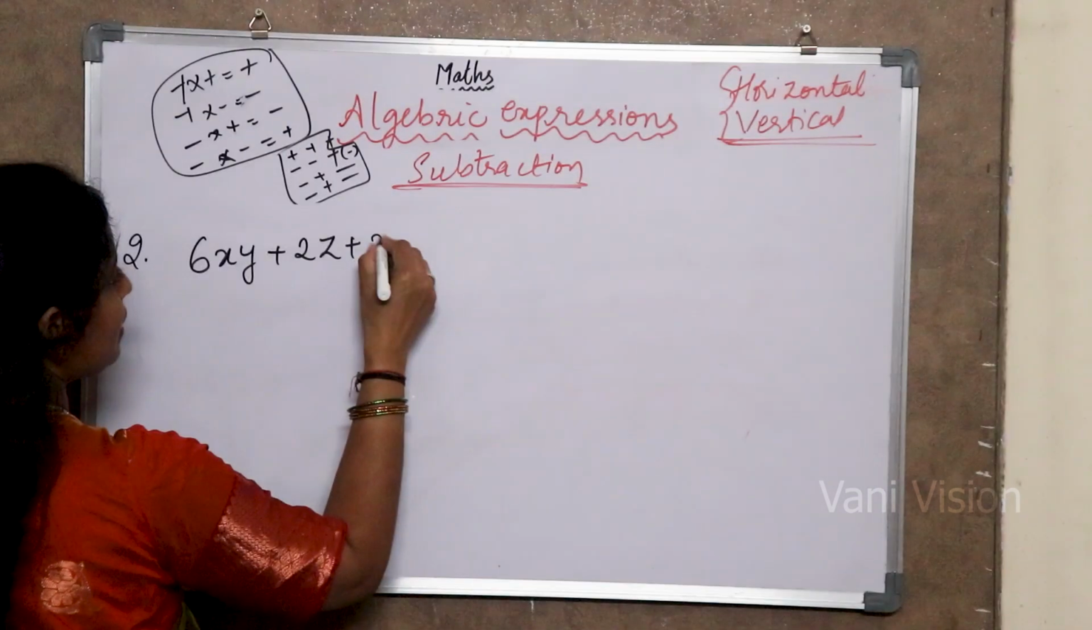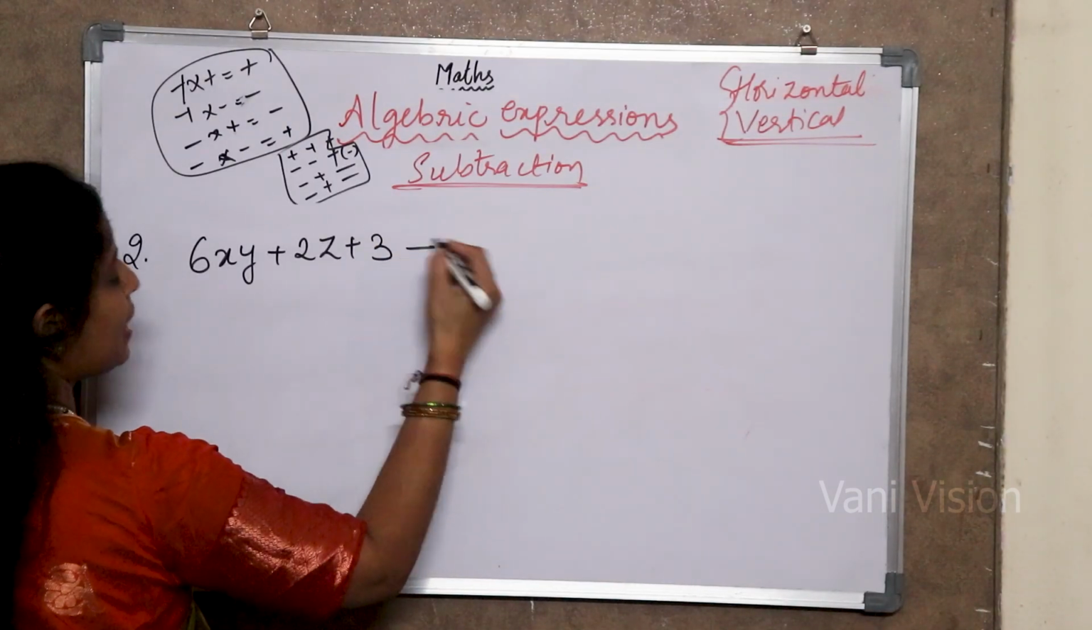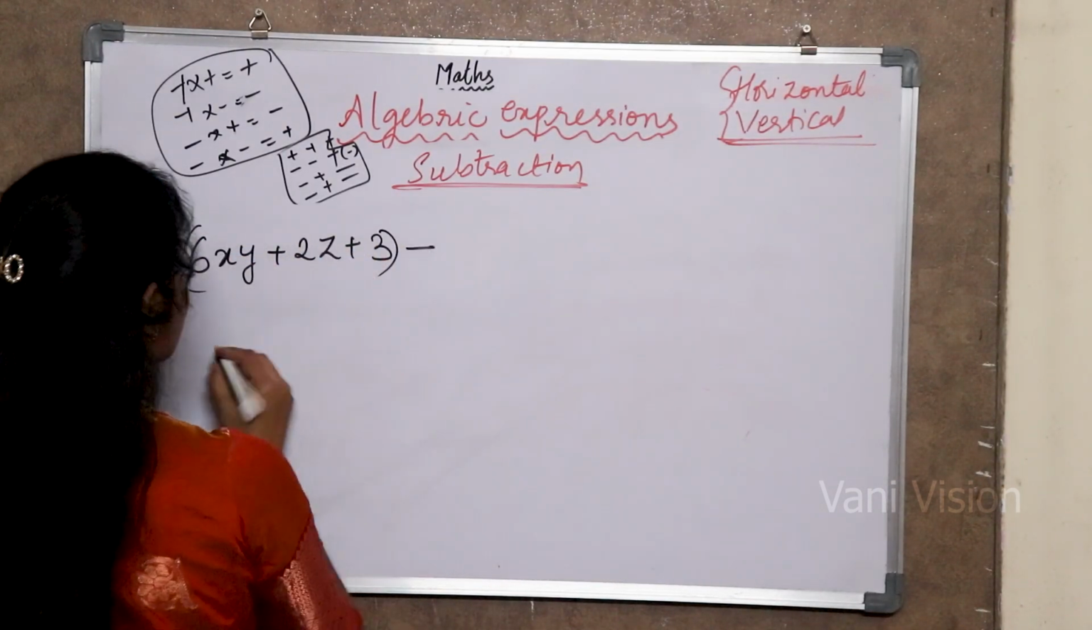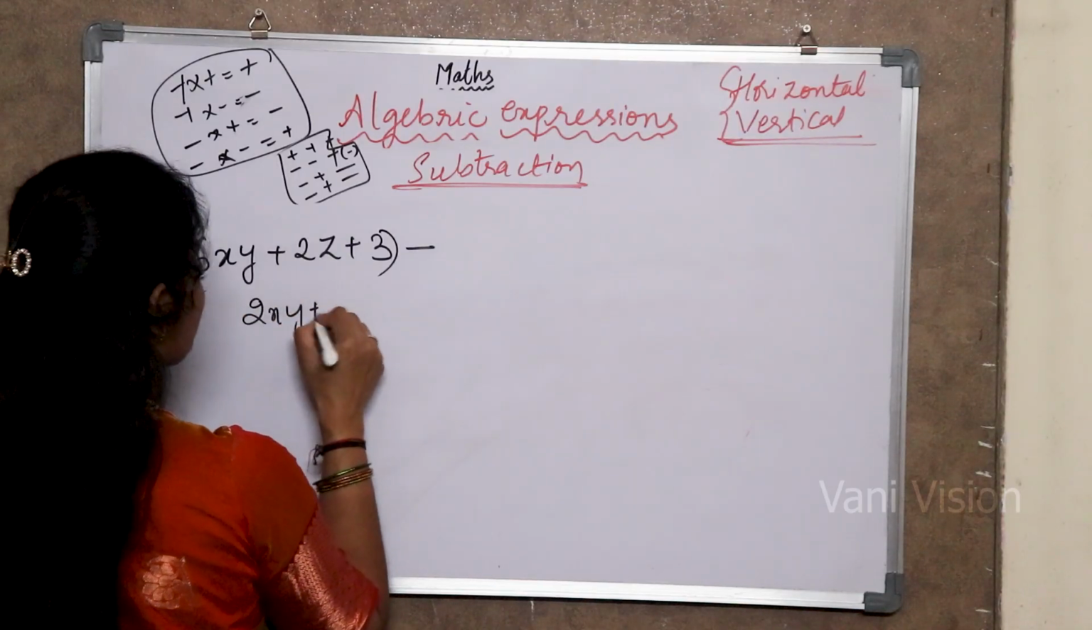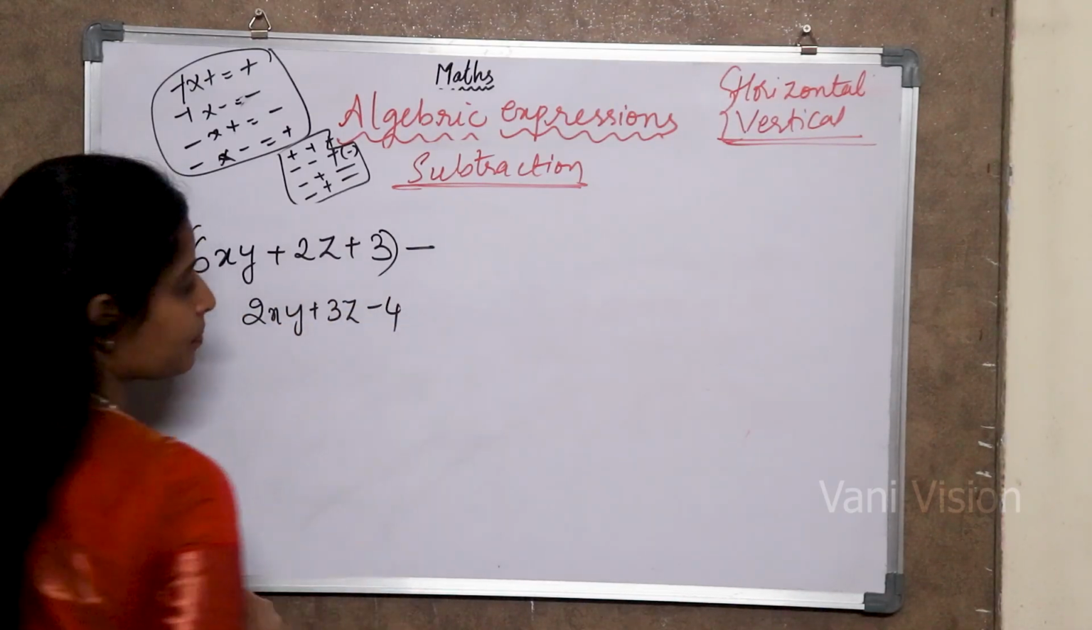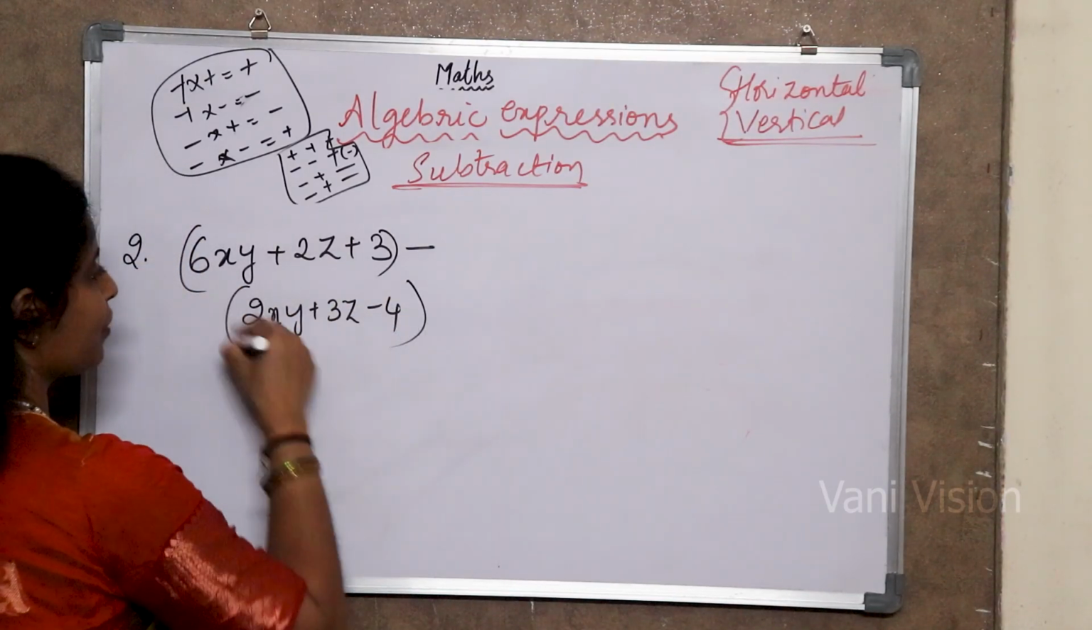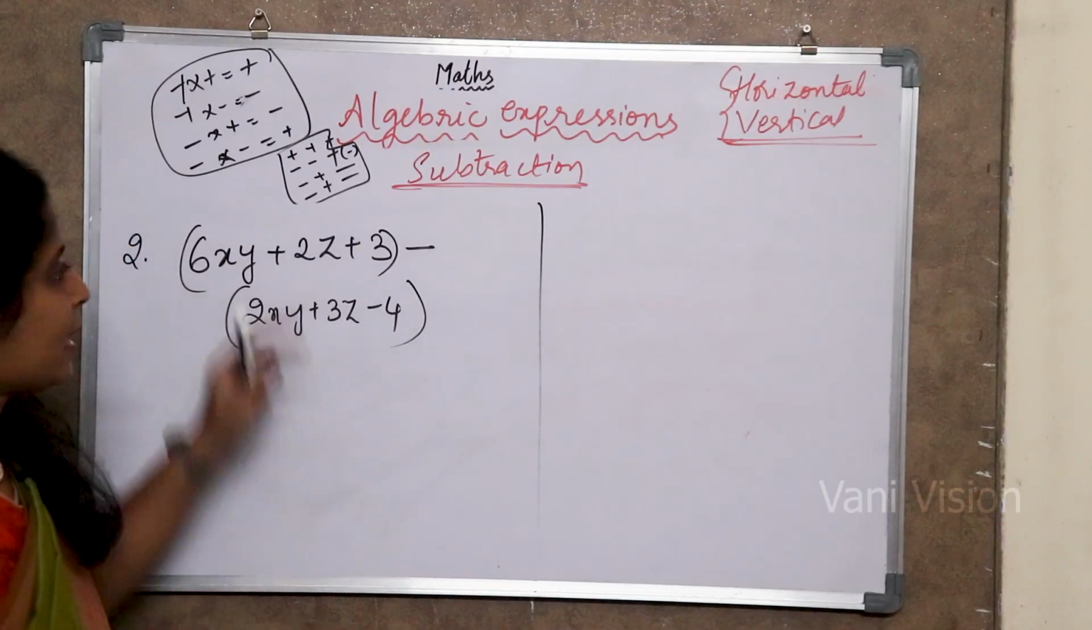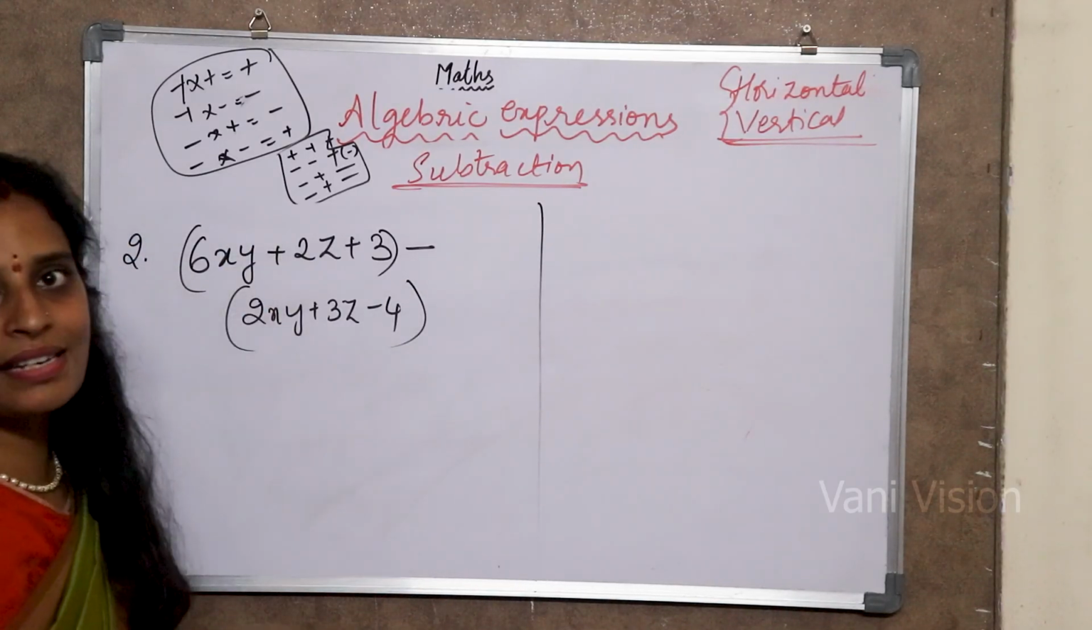Six xy plus 2z plus 3 minus 2xy plus 3z minus 4. Okay? Directly I gave you. This is the horizontal way. Like this also they will be giving you. How we will do this now?